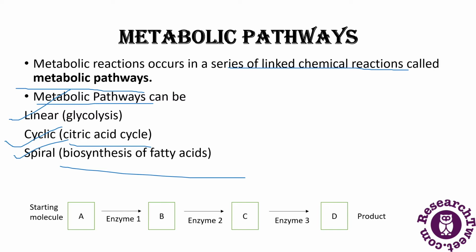In the example below, there is a starting molecule A, then there is an enzyme, then the product B comes out, then there is enzyme 2, then the product C comes out. All these things show that it is a stepwise manner of transforming substrates into end products through many chemical intermediates. So metabolic pathways can be linear, such as glycolysis, cyclic, such as the citric acid cycle, or spiral, such as the synthesis of fatty acids.